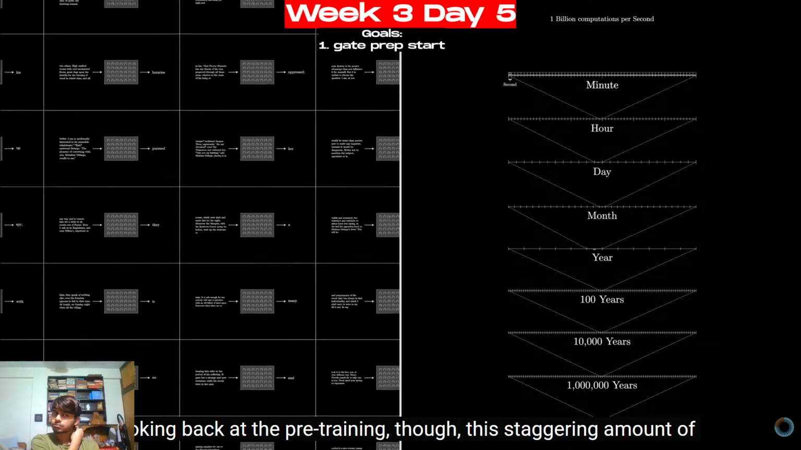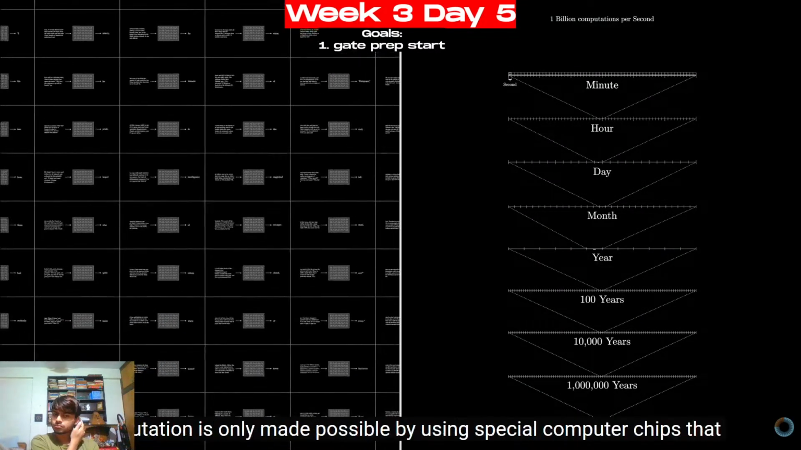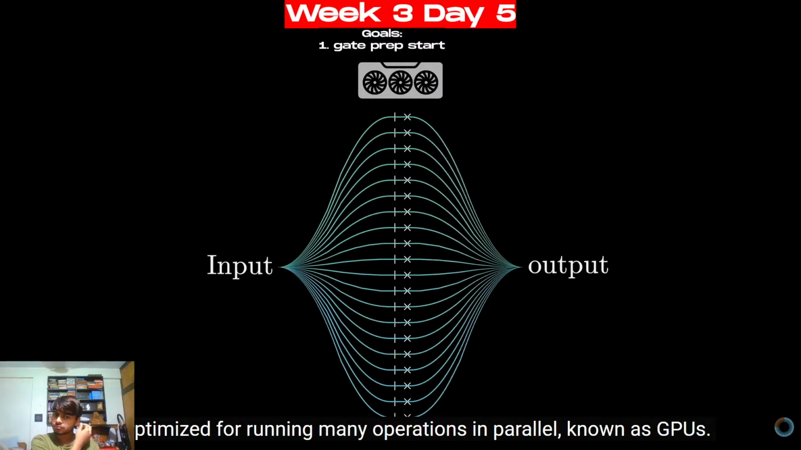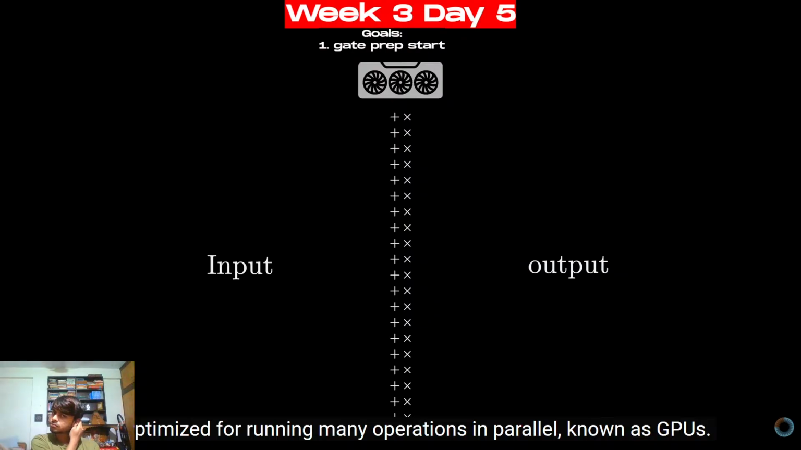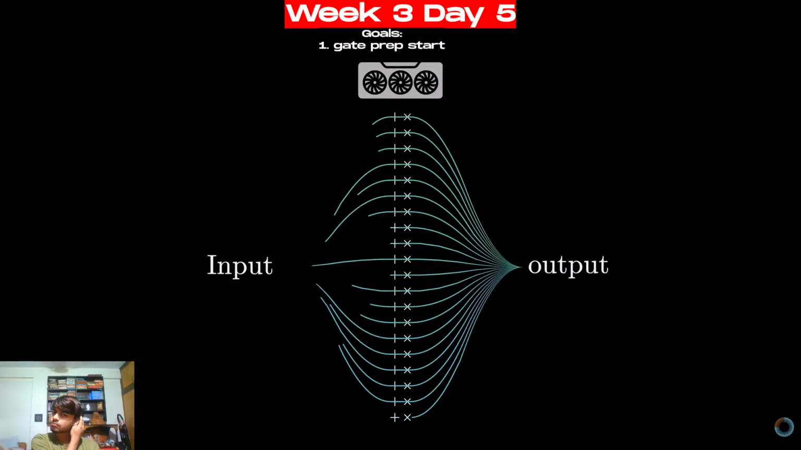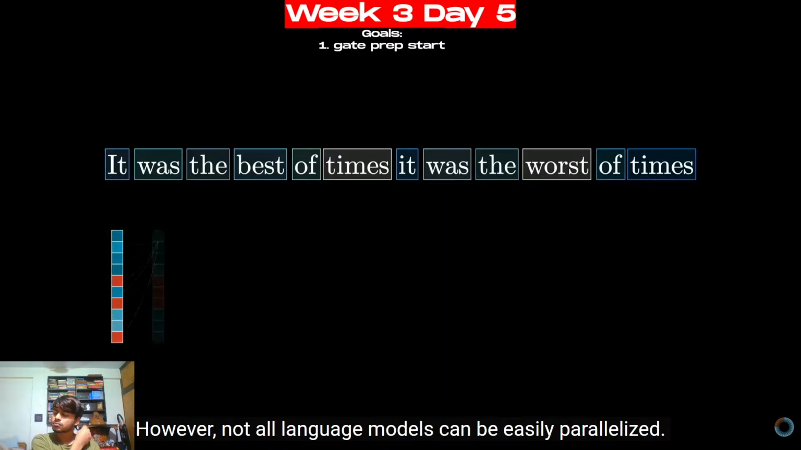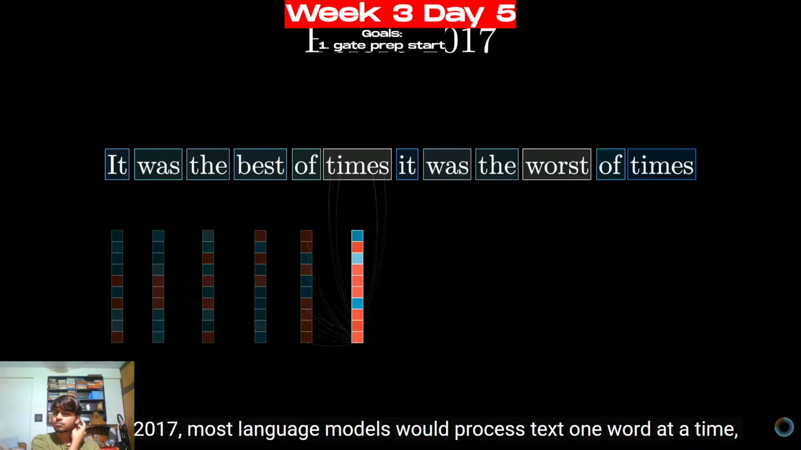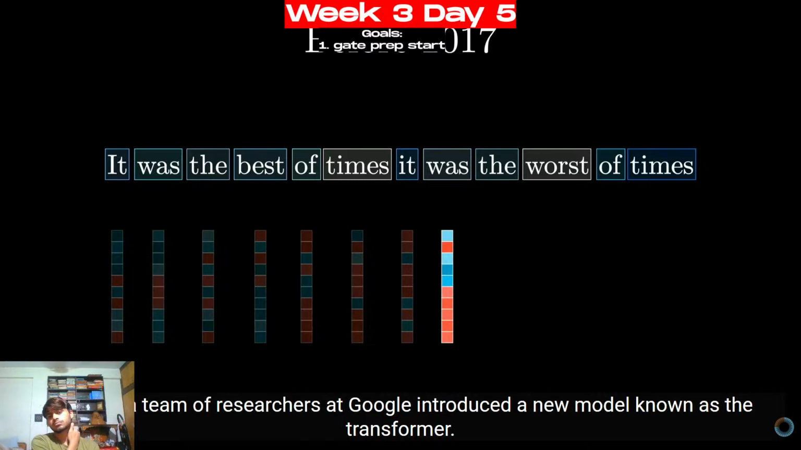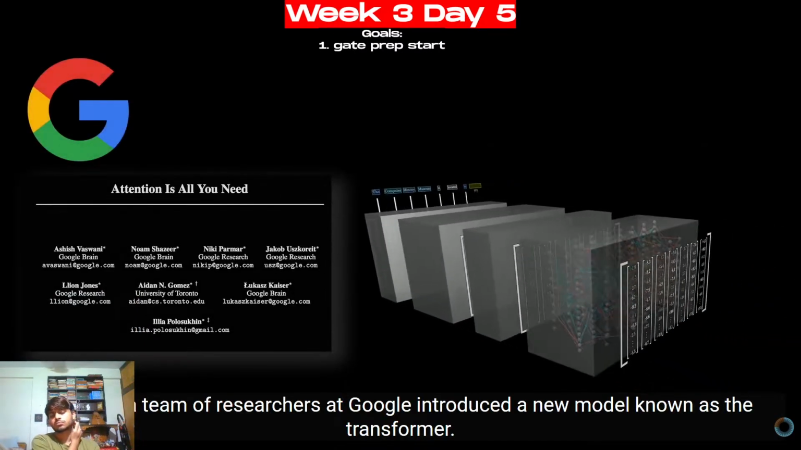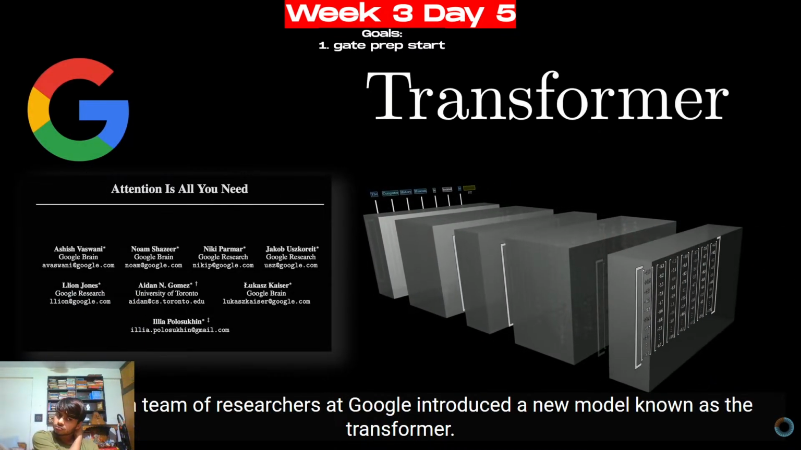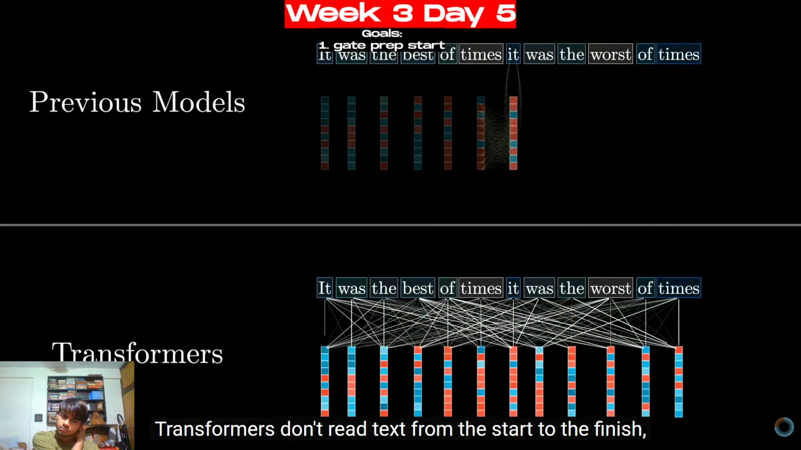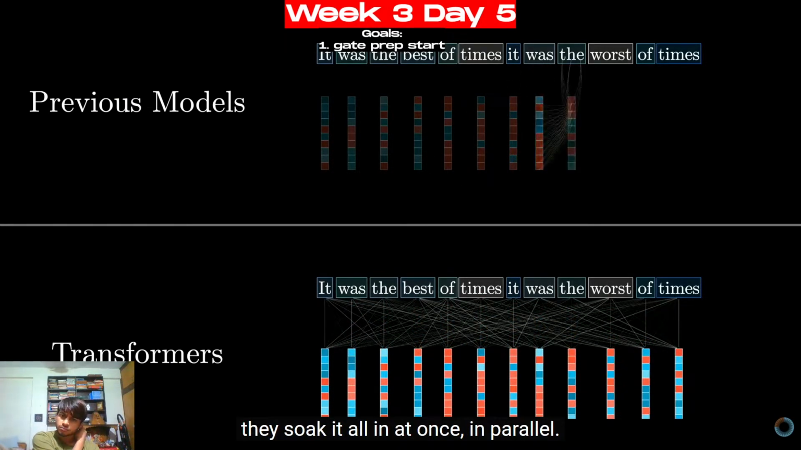Looking back at the pre-training, though, this staggering amount of computation is only made possible by using special computer chips that are optimized for running many, many operations in parallel, known as GPUs. However, not all language models can be easily parallelized. Prior to 2017, most language models would process text one word at a time. But then, a team of researchers at Google introduced a new model known as the transformer. Transformers don't read text from the start to the finish. They soak it all in at once, in parallel.